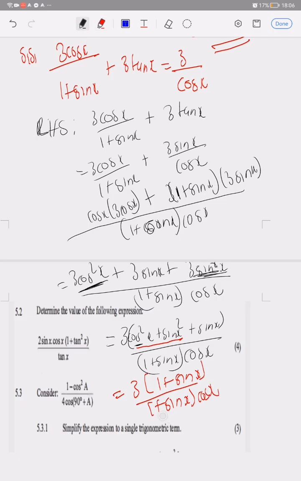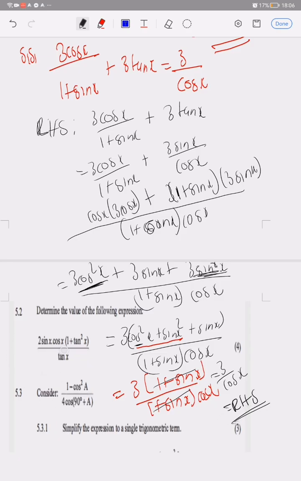What can I do from there? I can cancel, right? So which one can I cancel? Cancel this one. So I'm left with, which one am I left with? Is 3 cos x. Do you see now? Therefore it's cos to the right hand side. So that's how you solve that one.